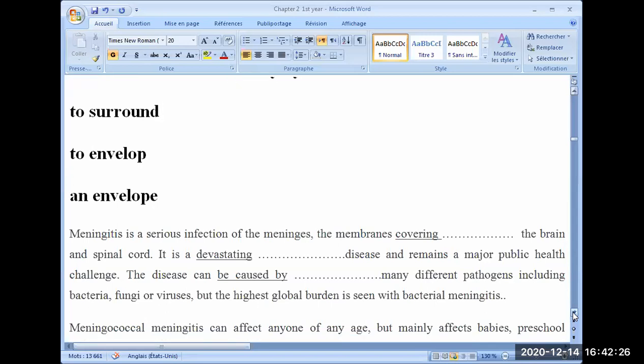It is a devastating disease and remains a major public health challenge. Destructive disease, yeah. Devastating, or damaging, dangerous. Acute disease, acute meaning serious. But it doesn't replace devastating. When it is devastating, it is an acute one, a serious one. Yeah, ruinous, acute. Good.